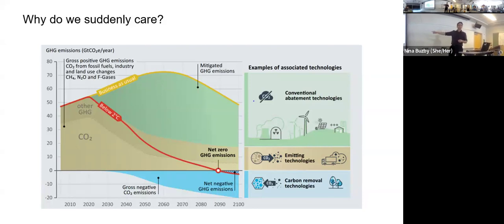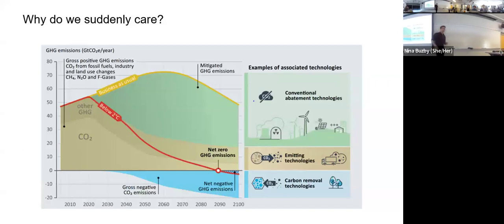This is a figure from the IPCC 6 assessment report. It's more complicated than it appears, but the simple message is this. Look at this red line. This red line is a kind of history of our emissions to date over time, going up to 2020.